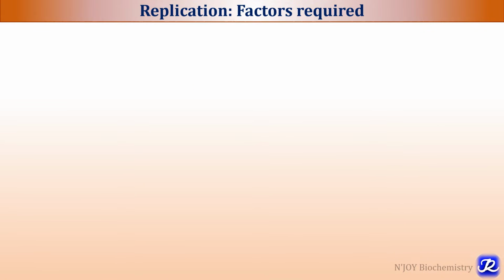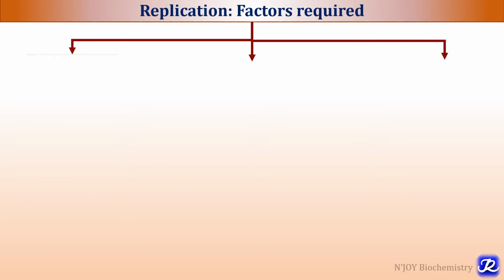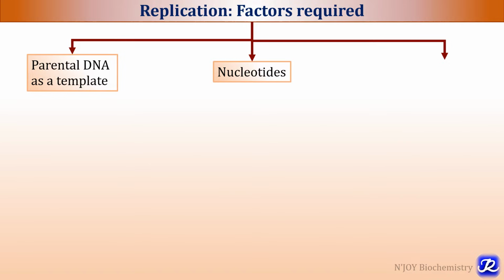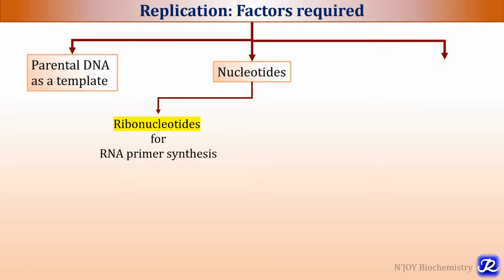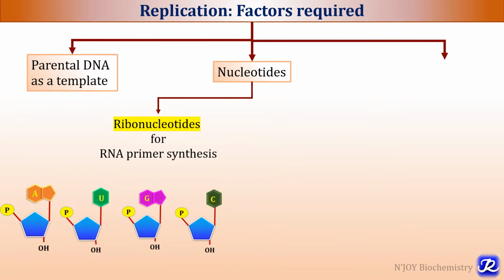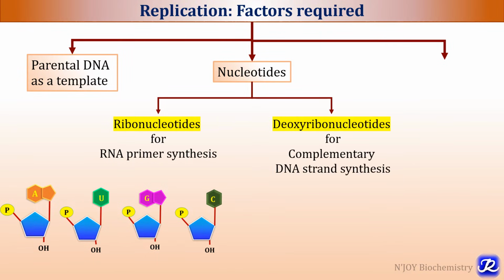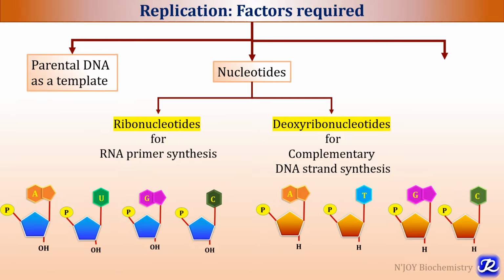For replication, various factors are required, and one of the factors is parental DNA as a template. The second factor required for replication is nucleotides: ribonucleotides for RNA primer synthesis. These are various ribonucleotides having bases AUGC. Deoxyribonucleotides are required for complementary DNA strand synthesis. These are various deoxyribonucleotides having bases ATGC. Various enzymes and accessory proteins are also required for replication.